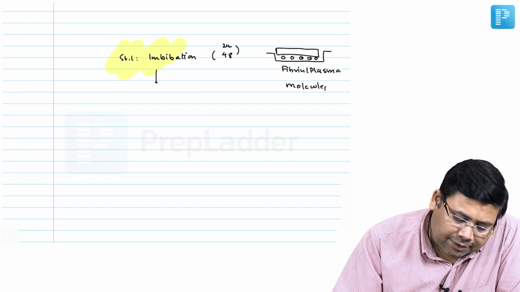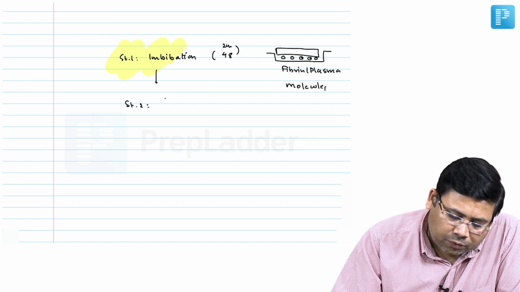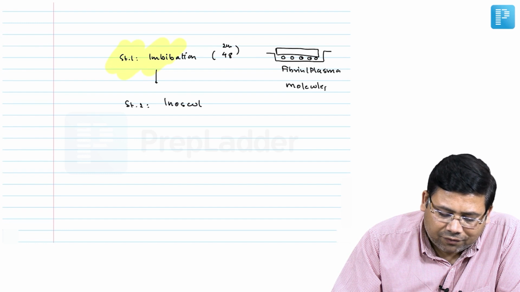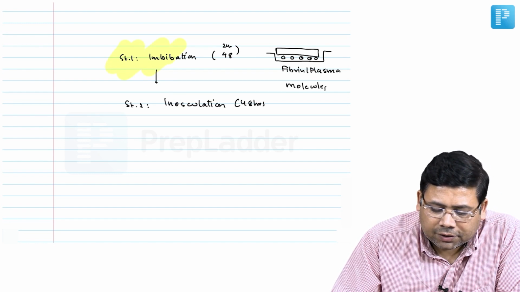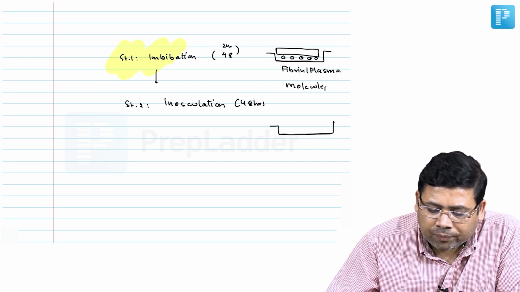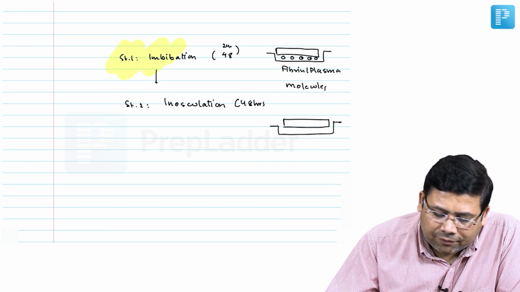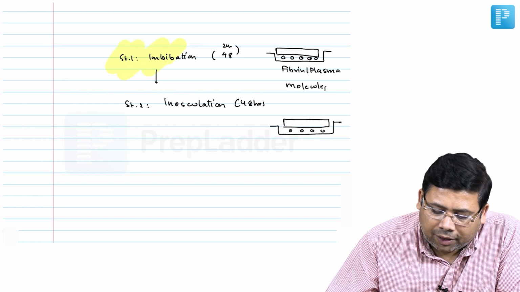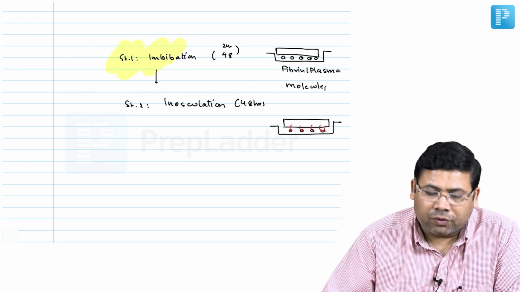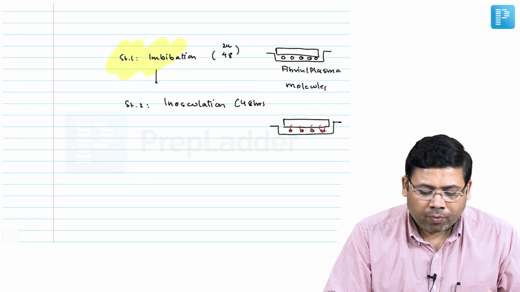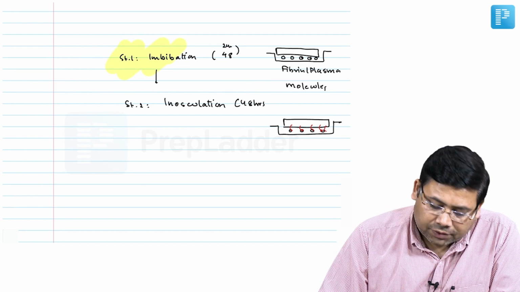The next is the stage of inosculation. So after imbibition, we have inosculation, and this is also going to last for 48 hours. What is this stage going to do? The recipient bed is having the graft, and now there is development of fine vasculature. So development of fine vasculature is what is happening in this stage of inosculation.